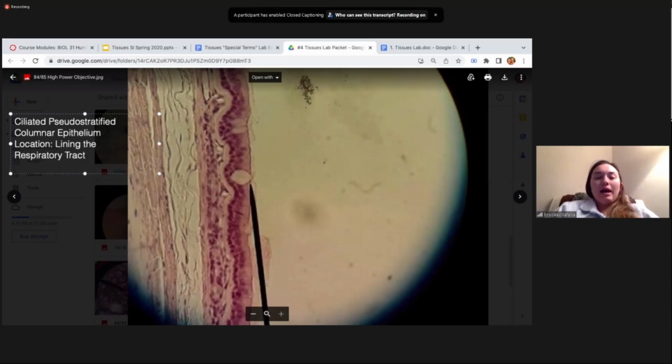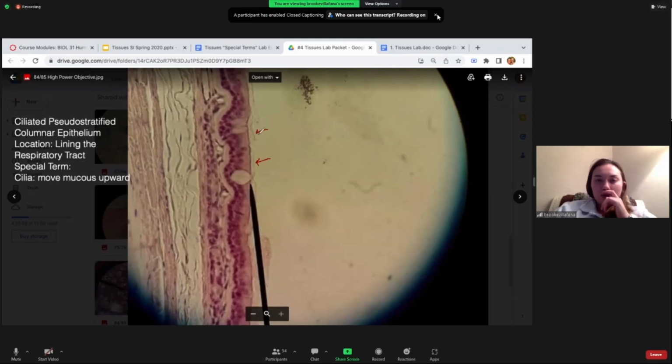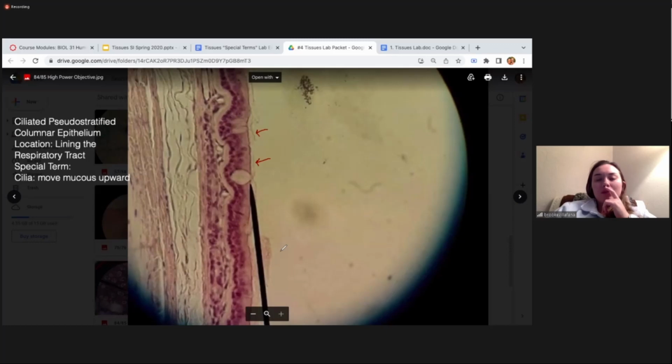And it basically has a special structure called cilia, and cilia move mucus upward. So on the surface of our ciliated pseudostratified columnar epithelium, do you guys see these little hair-like structures right here? Kind of look like somebody took, I don't know, peach fuzz. That's what it reminds me of. So cilia are hair-like structures that move mucus upward.